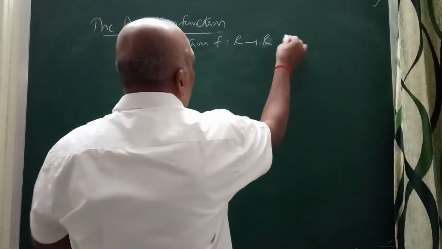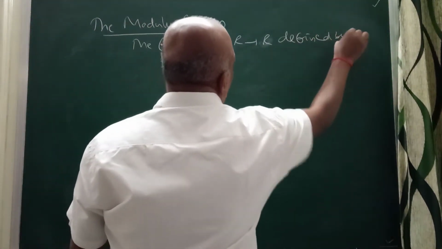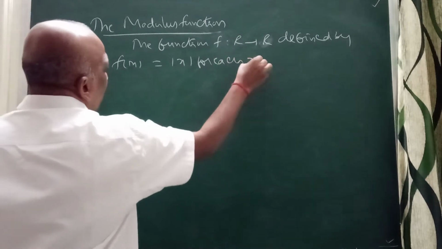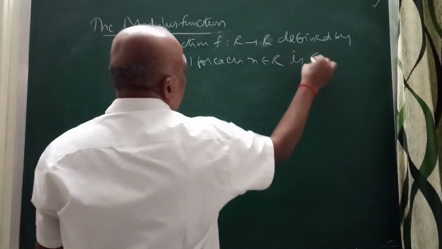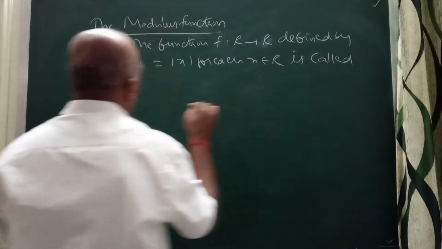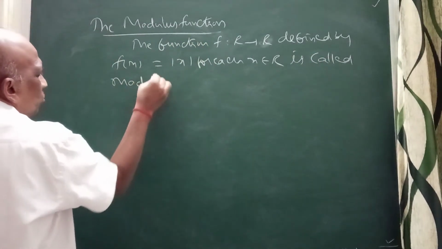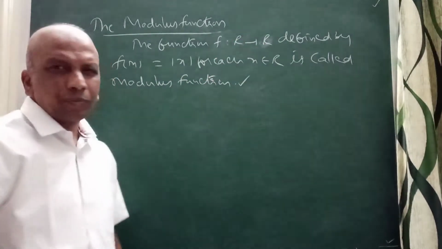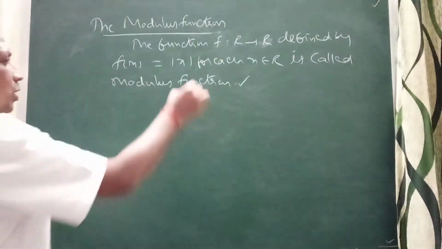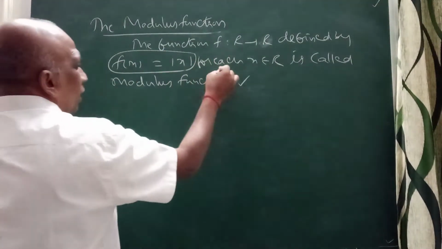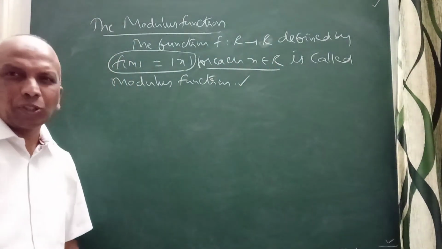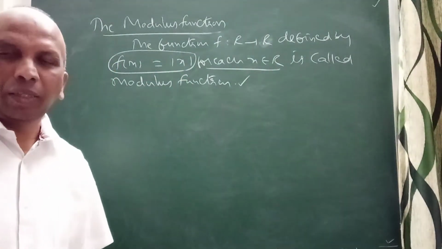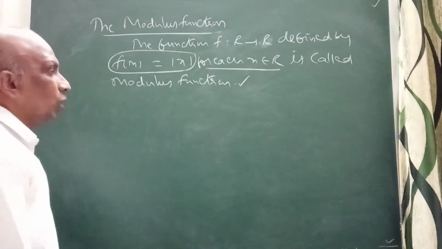the function f from R to R, defined by f of x equal to mod x for each x belongs to R, is called the modulus function. Generally, the term it gives, I can also say the absolute value of x. Another name is absolute value of x.